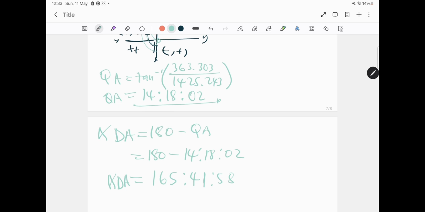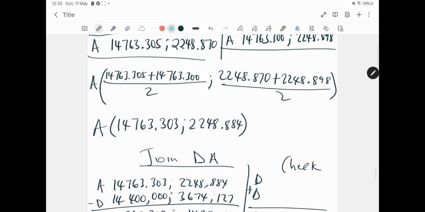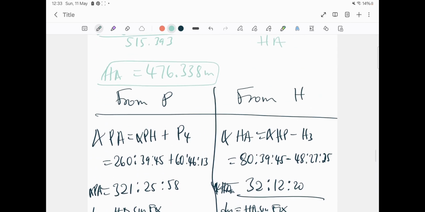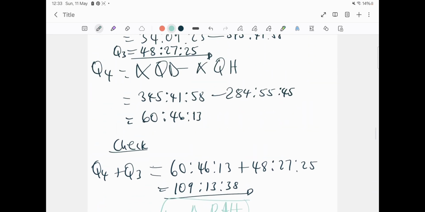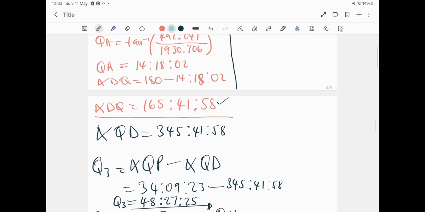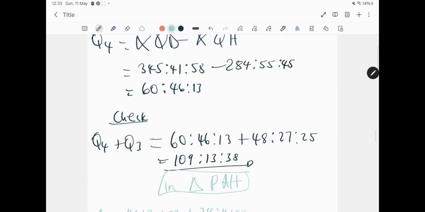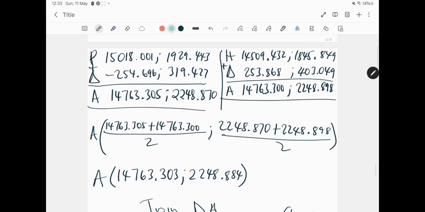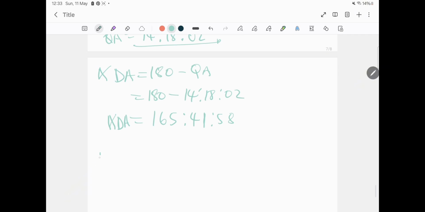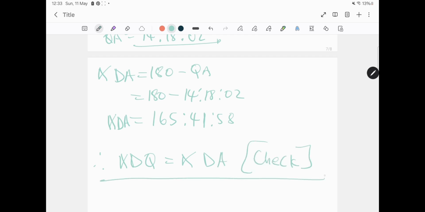It must be equal to your DQ because they're in the same line. Let's look at DQ. What did you get for DQ? Same number, you see. Therefore, we can conclude that was our check. So therefore, DQ is equal to DA. That was your check. You write it like this. Then you are done. You get your 35 marks or 40 marks if it's 40 marks.